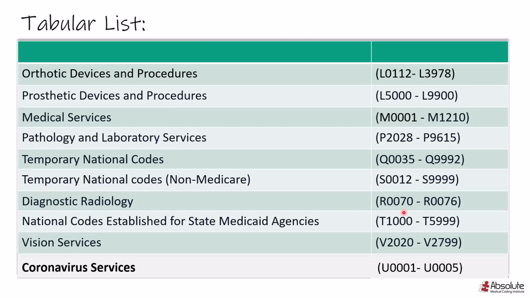Diagnostic radiology, R. National codes established for state Medicaid agencies, T. Vision services, V. Coronavirus services, U. All right, so we know what U is. It's the same for ICD-10-CM. And also some publications have D classification for dental. Now, let's go ahead and look at those J codes, the injectables.